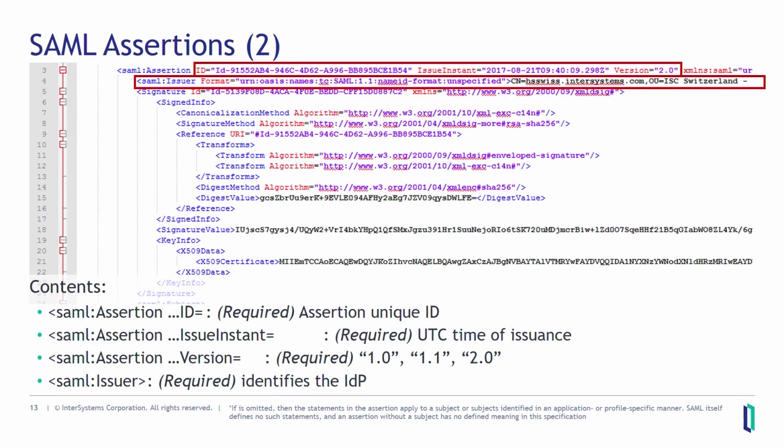So I'm just going to go very quickly over the contents, just to say that there are a couple of items that are required, like identifier, some time stamp of when it was issued, version, and more importantly, who issued that SAML assertion, which is typically the identity provider I mentioned earlier.